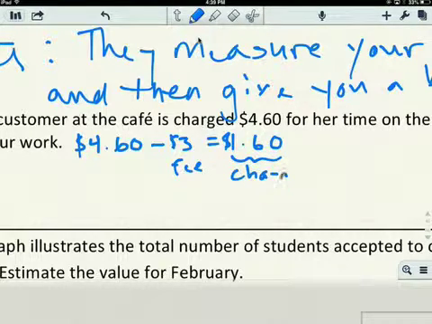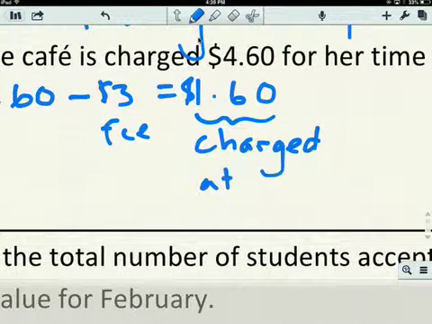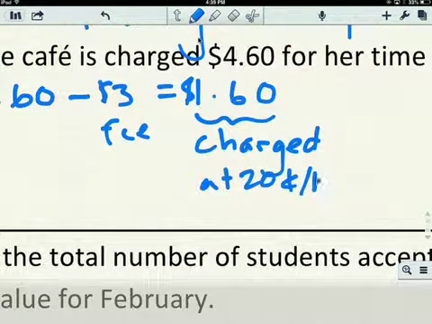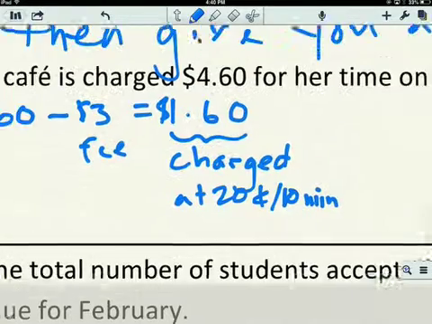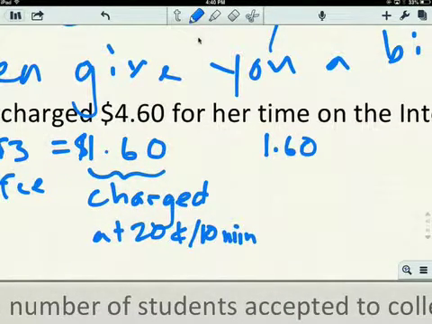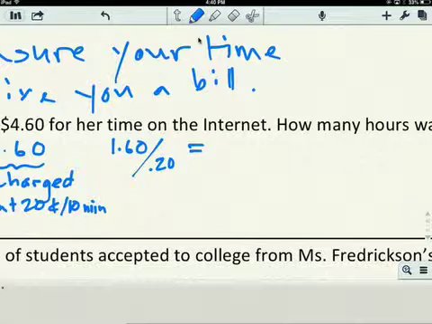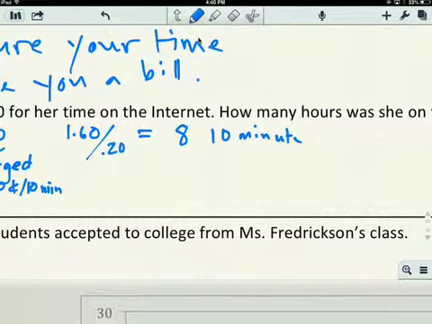that's charged at 20 cents for 10 minutes. Okay, so then I'm going to take 1.60. If you take the total charge and you divide it by the rate, that's 0.20, you'll get the amount of time. So that's 1.6 divided by 0.2, which is 8. And so that is 8 10-minute sessions, or 10-minute chunks, we'll put.